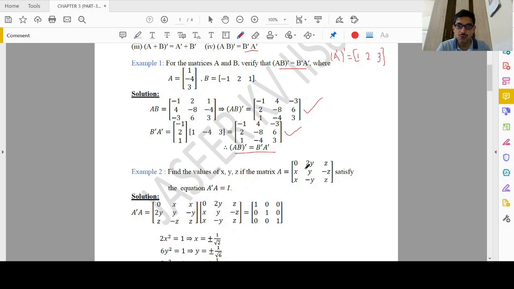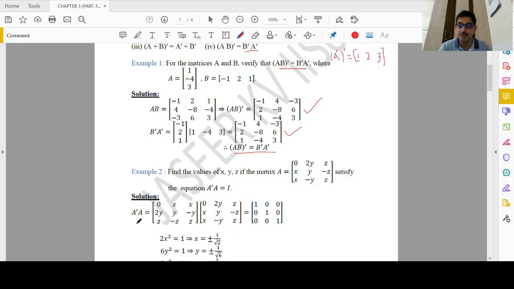that is [0, 2y, z; x, y, -z; x, -y, z], satisfies the equation A dash A equal to I, where I is the identity matrix. Since A is a 3 by 3 matrix, I is an identity matrix of order 3. So A is given as [0, 2y, z; x, y, -z; x, -y, z].